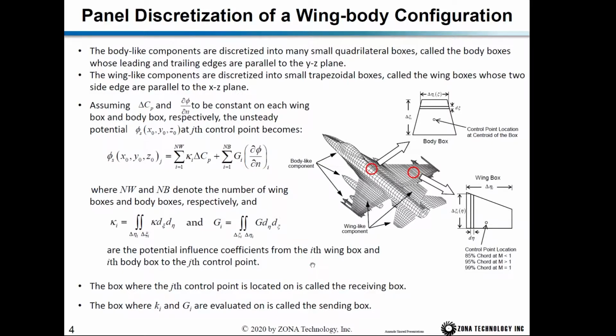And the body-like components such as the fuselage, underwing stores, the missile body, and so on, are all defined as body-like components, and we discretize the body-like component into many small quadrilateral boxes called body boxes, whose leading edge and trailing edge are parallel to the YZ plane. And we put a control point at the center of a body box. The wing-like components are discretized into small trapezoidal boxes called wing boxes. And for subsonic flow, we put a control point at 85% chord. For supersonic flow, we put a control point at 95% chord. For sonic flow, we put a control point at 99% chord.